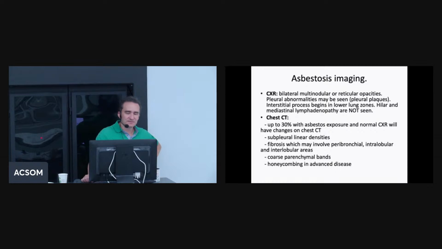And in more advanced cases, you will see honeycombing. Honeycombing means that on CT, you see the lung with holes. Okay, I'll show it on the next picture.